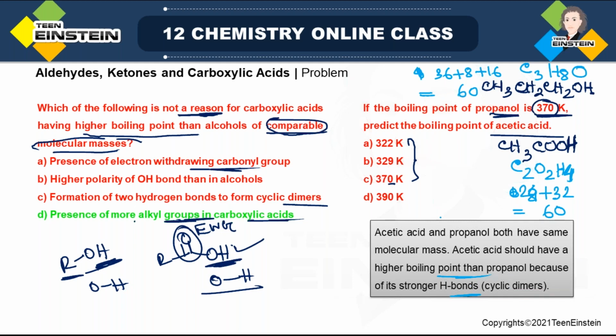So that is why these three options cannot be correct, because 370 is the same, these two are less, only the last one is high, 390 greater than 370. So this is the correct option. Predict the boiling point of acetic acid: only this value is higher than 370, so it is the correct option.